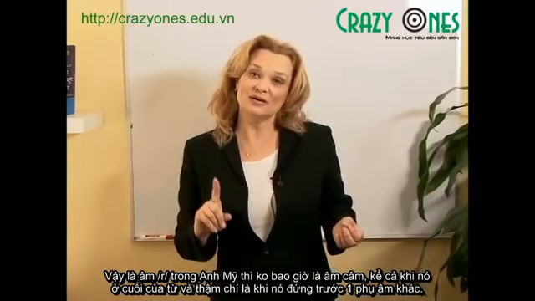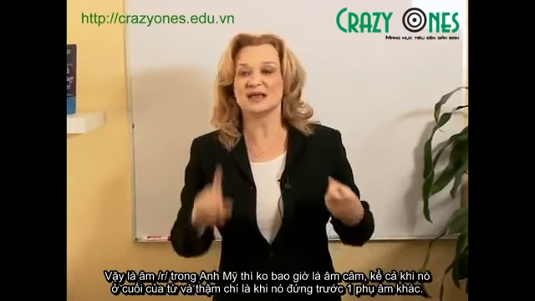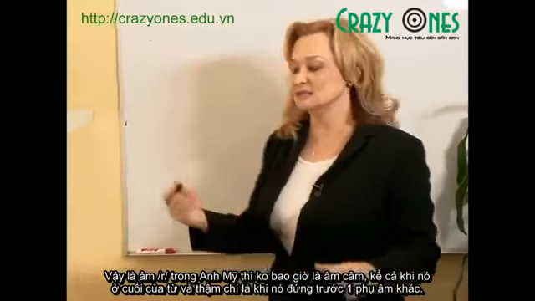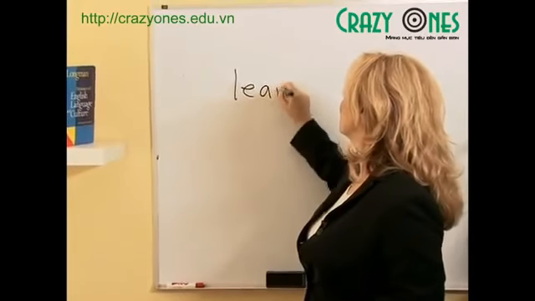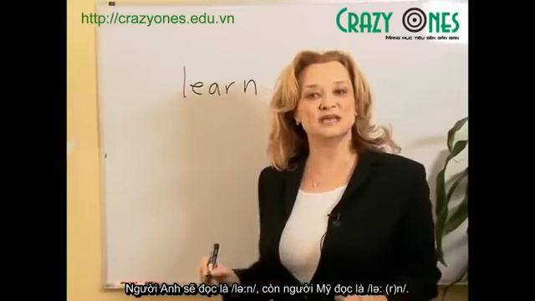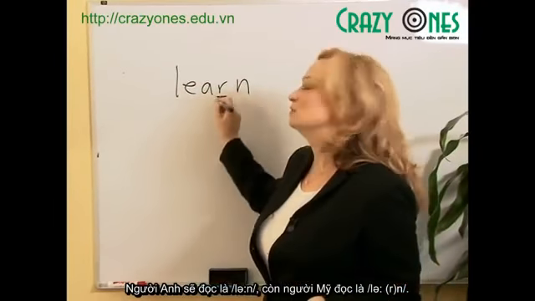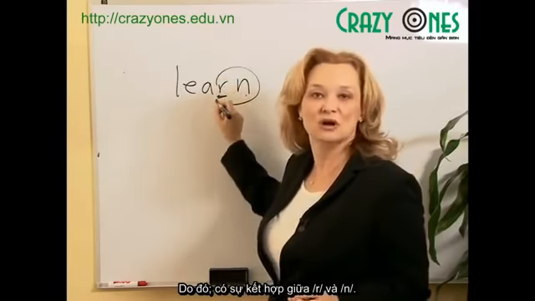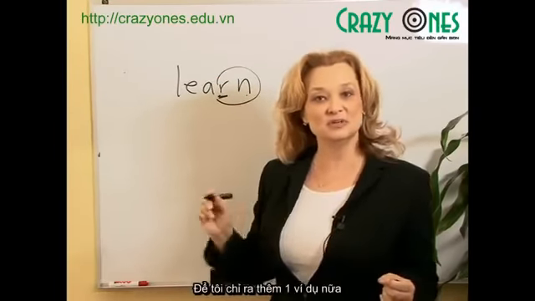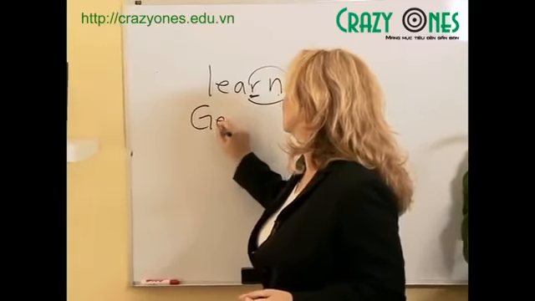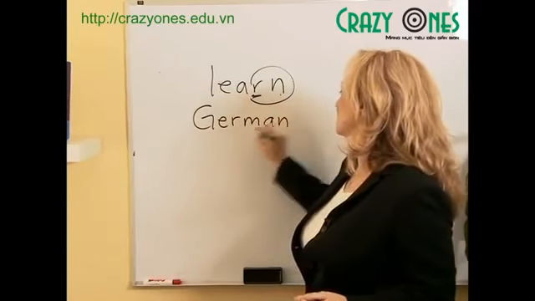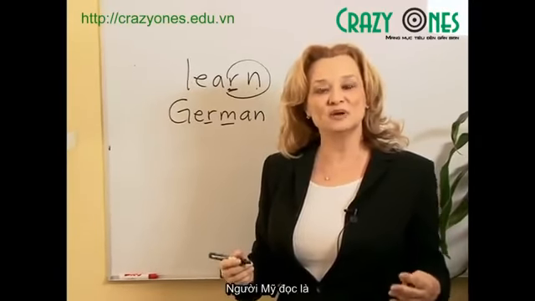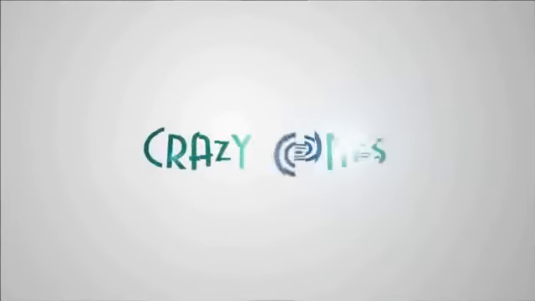So the American R is never silent. It's not silent at the end of the word and also before another consonant. Let me explain. British people would say learn. Americans would say learn. So we have this RN combination, R plus consonant. Let me show you one more. RM. British would say German. Americans would say German.